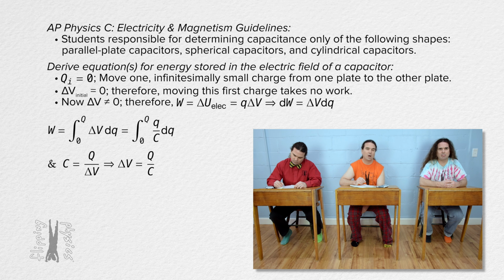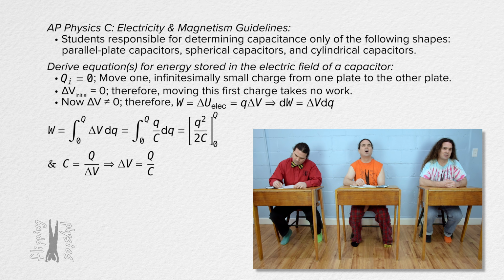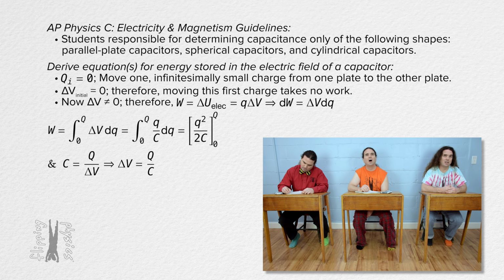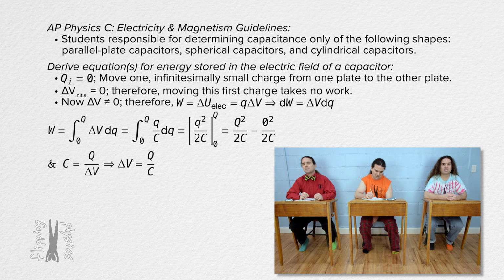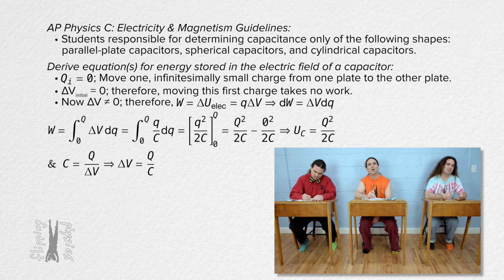The capacitance of a capacitor does not depend on charge, so the integral of charge over capacitance with respect to charge equals charge squared over 2 times capacitance. Substituting in the limits gives us the square of the charge of the capacitor, capital Q, over 2 times capacitance minus 0 squared over 2 times capacitance. That means the energy stored in the electric field of a capacitor equals the square of the magnitude of the charge on one plate of the capacitor, capital Q, over 2 times the capacitance of the capacitor.